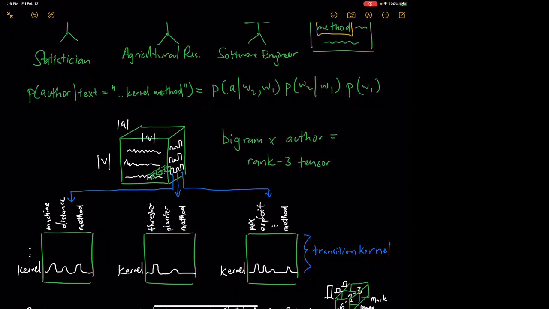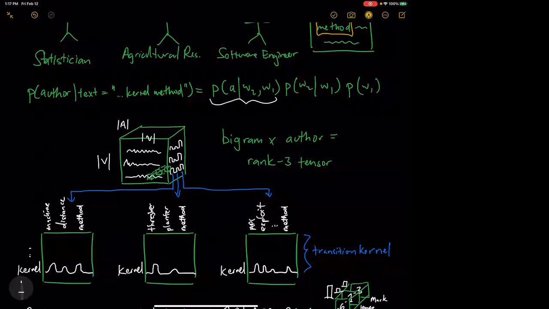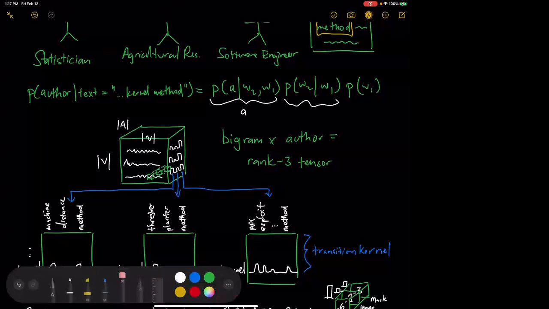And so here we can break this up into a product of 3 probabilities. Here is our joint likelihood, the probability of the author given these 2 words, and then we'd like to take the product of this and the probability of this kernel method being observed. So we have the probability of method given kernel.